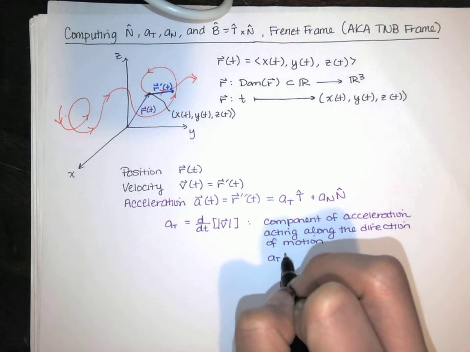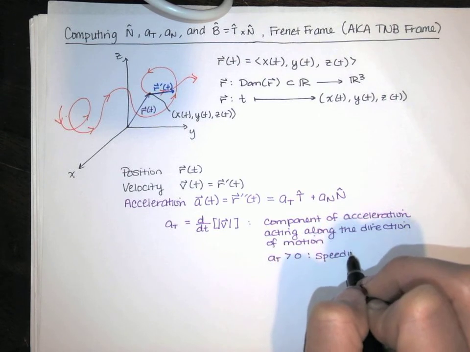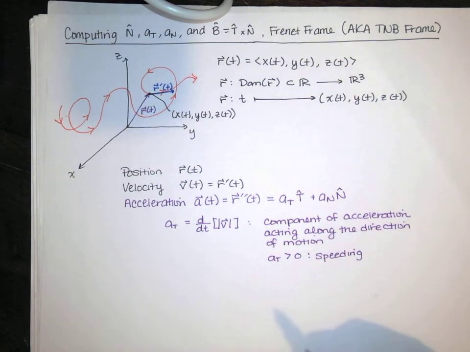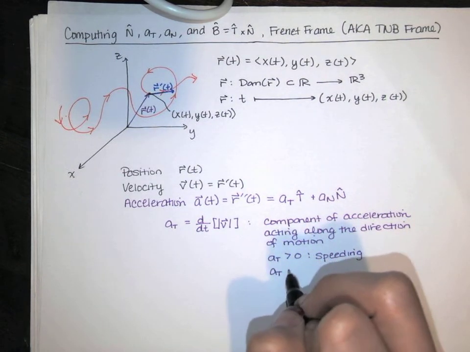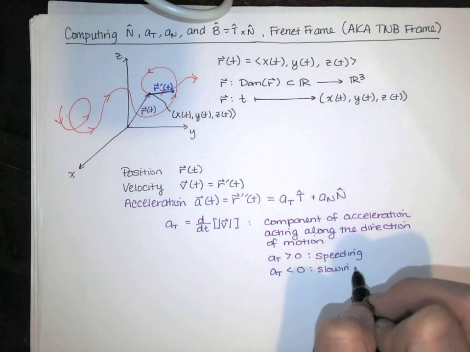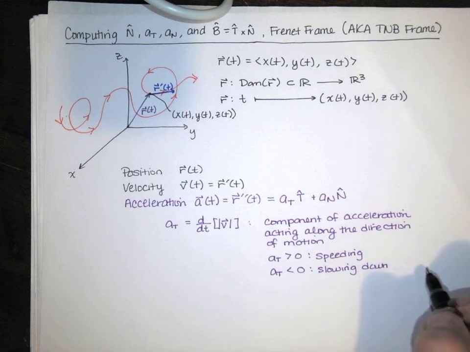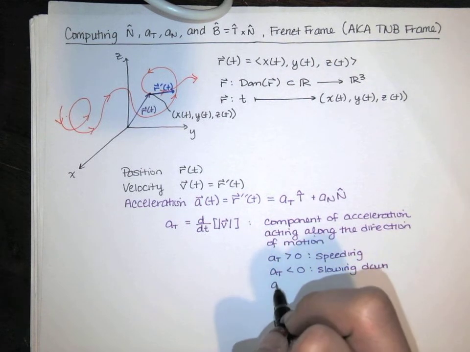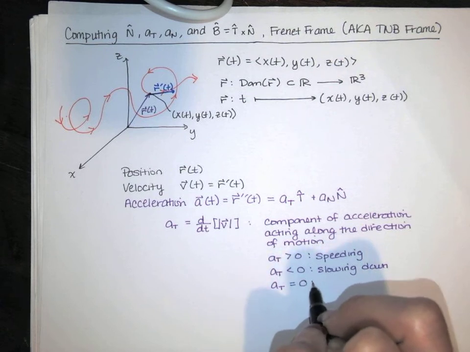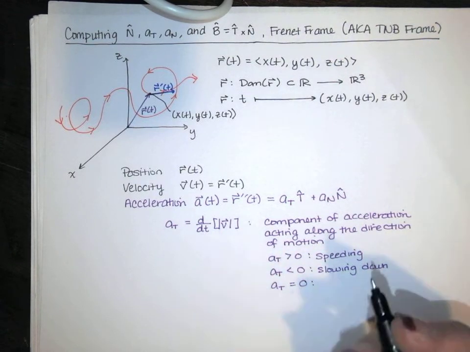So if a sub t is positive, we're speeding up. We're accelerating in the direction of motion. If a sub t is negative, we're slowing down. So it's like coming to a stop at a stoplight. We're still continuing to go forward, but we're just going forward a little bit more slowly if a sub t is negative. And if a sub t is 0, that means we're at a constant speed because the derivative of a constant would be 0.